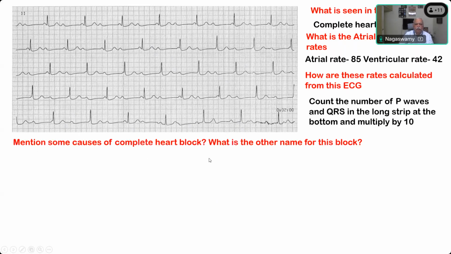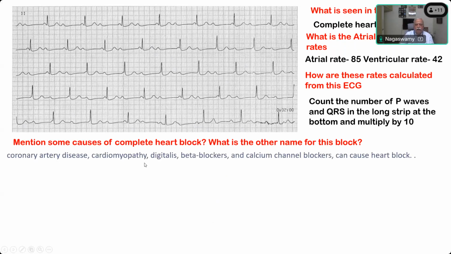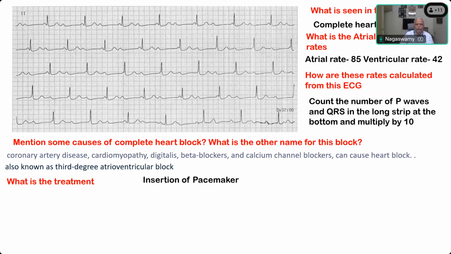Mention some causes of complete heart block. What is the other name for this block? Third degree heart block. Coronary artery disease, cardiomyopathy, digitalis, beta blockers, calcium channel blockers can cause complete heart block, also known as third degree AV block. What is the treatment? Pacemaker. Pacemaker, yes.